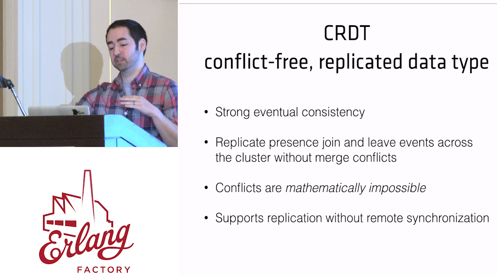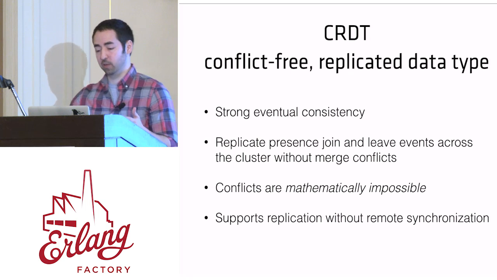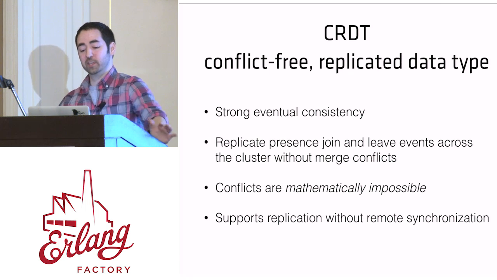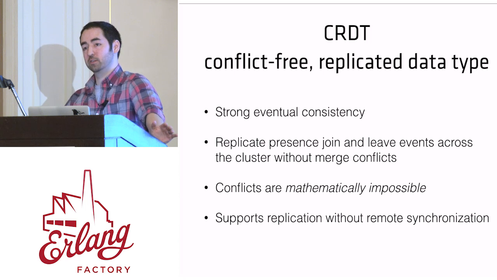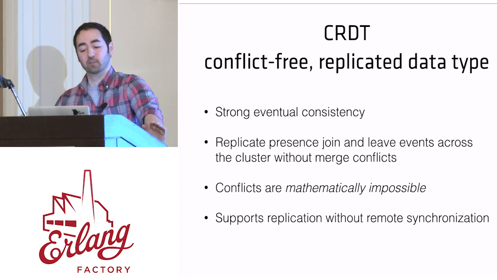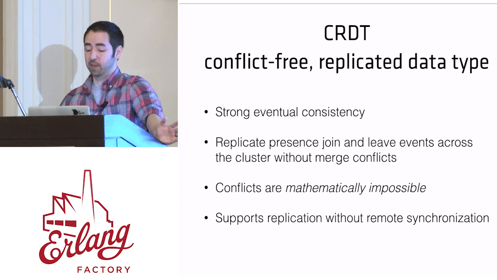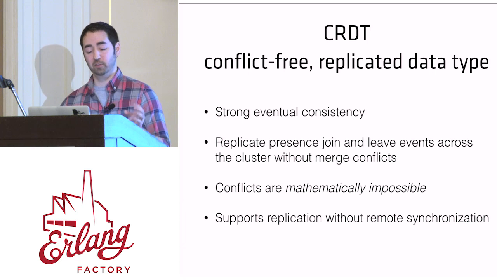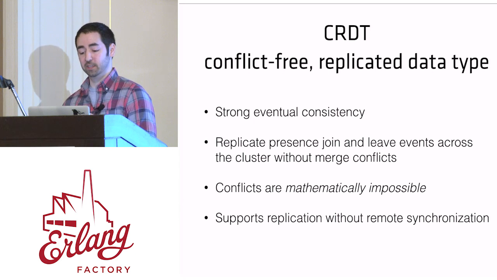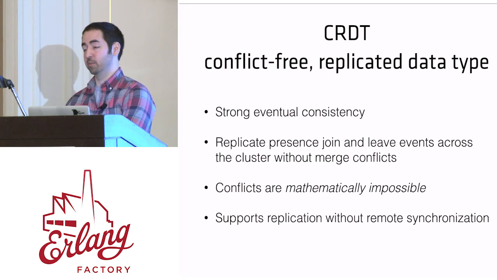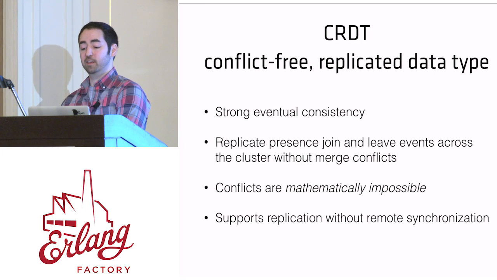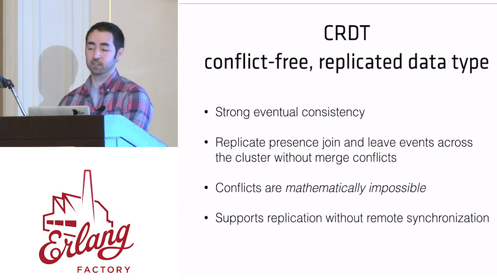So we don't have to rely on some distributed consensus algorithm or some global lock. We can just replicate data across the cluster. If data arrives out of order or arrives multiple times, it doesn't matter, because with CRDTs, if you can fit your problem within the CRDT problem space, conflicts are mathematically impossible. So this is the key thing, that we can just replicate our data across the cluster.